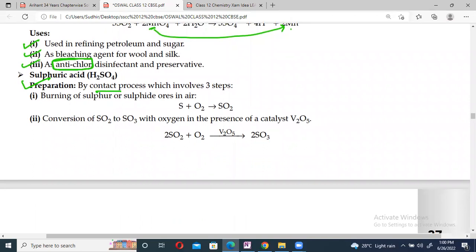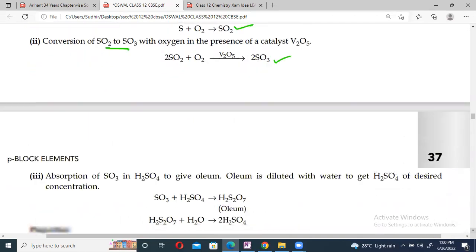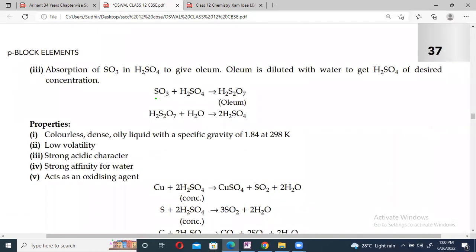preparation by contact process, conversion of SO2 to SO3 is with the help of V2O5. Then SO3 is absorbed in sulfuric acid to form oleum. Oleum is called fuming sulfuric acid. On hydrolysis, we get dilute sulfuric acid.